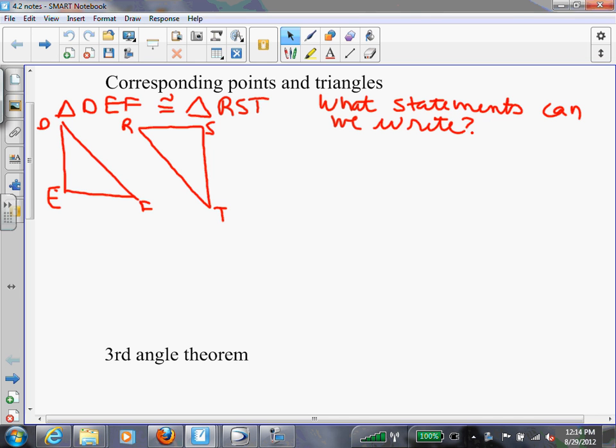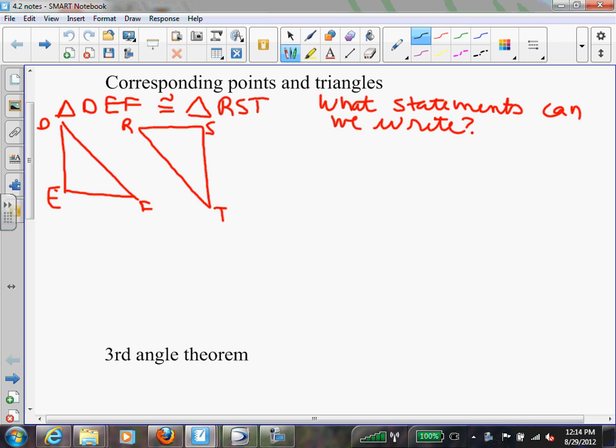Okay, so the congruency symbol tells me how I'm going to pair them out. So what kind of statements can we write? Well, we can say something about the angles. We can say something about the sides, okay? Because we've already made the statement about the triangle.